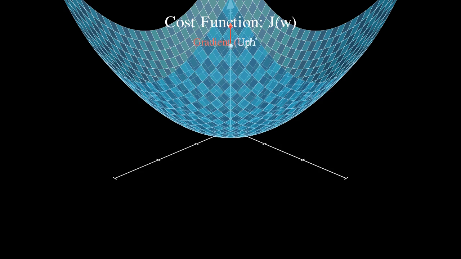But how do we know which way is down if we only have math? We calculate the gradient. The gradient is simply a vector that points in the direction of the steepest ascent, uphill. So, to go downhill, we just take the negative of the gradient. It acts as our compass, telling us exactly which direction to step to reduce our error.